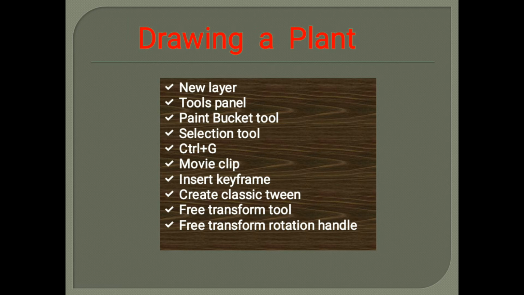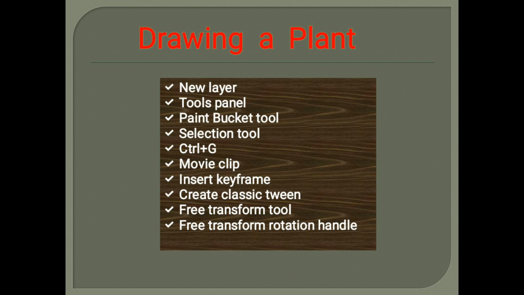Step 4, click on the selection tool and select the flower. Now group it by pressing Ctrl plus G. Step 5, similarly select the rest of the parts and group them using the Ctrl plus G option. Step 6, select the flower and press F8 to convert it into a symbol. Means the F8 key is used to convert into a symbol. Select Movie Clip from the dialog box that appears and click OK.